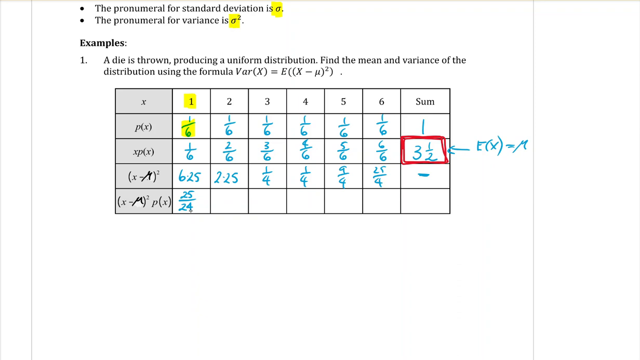So the next one's going to be the 2.25 times by 1/6. What do you get? 3/8. Yep, as a fraction, 3/8. Very good. Then a quarter times by 1/6. 1/20. Yeah, 1/24. Liam, do you have a calculator? Or are you just distracting Senny for no good reason? Oh, you're sharing.